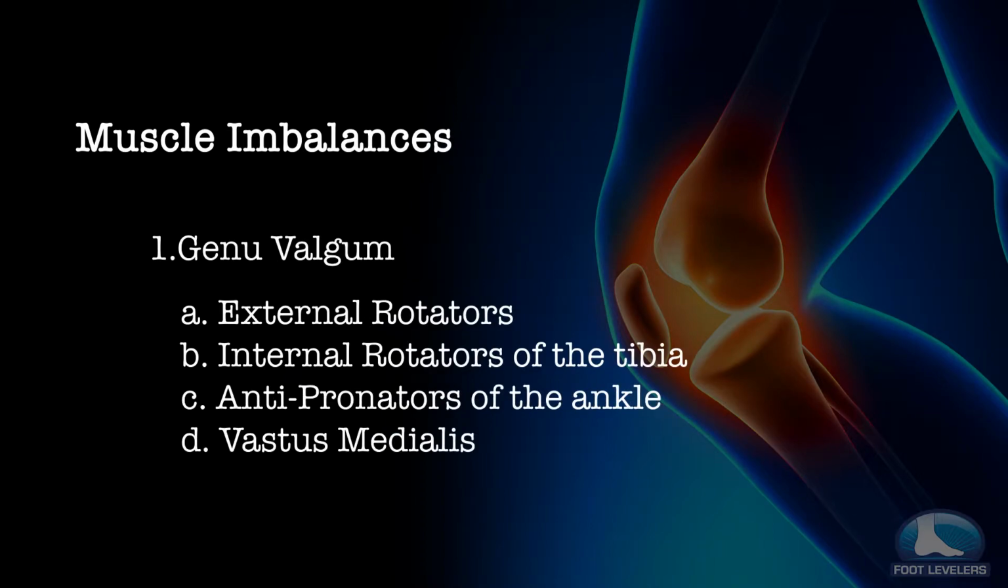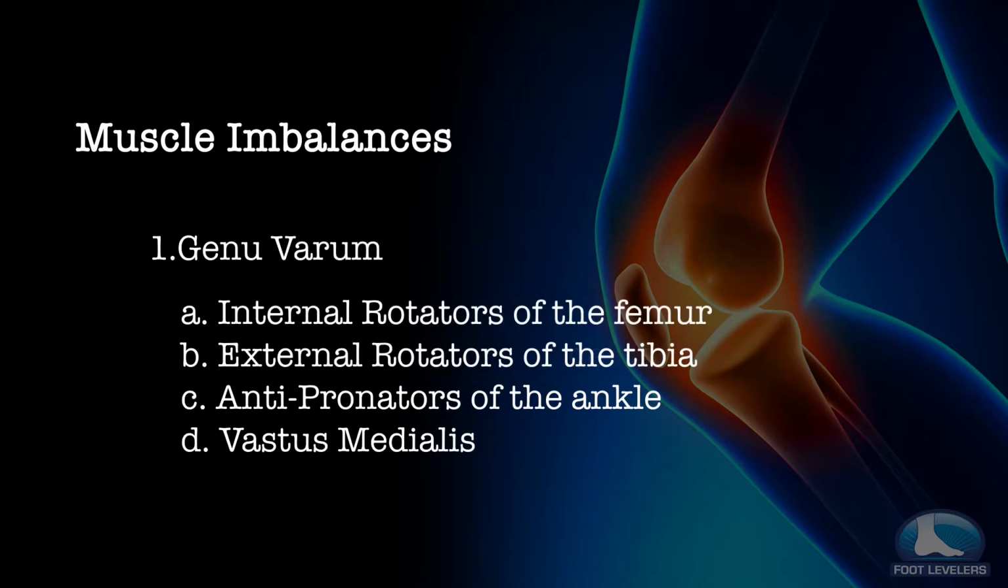In the genu-valgum, you'll find external rotators of the femur out of balance with the internal rotators of the tibia. Also, the antipronators of the ankle are out of balance with the vastus medialis. In genu-varum, the internal rotators of the femur are out of balance with the external rotators of the tibia. Antipronators of the ankle are out of balance with the vastus medialis.